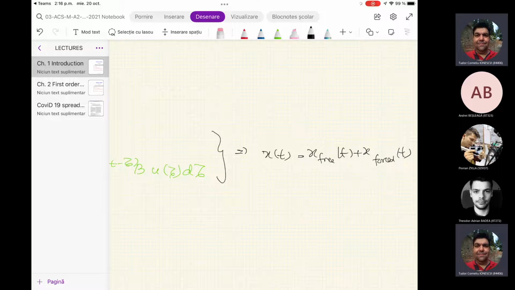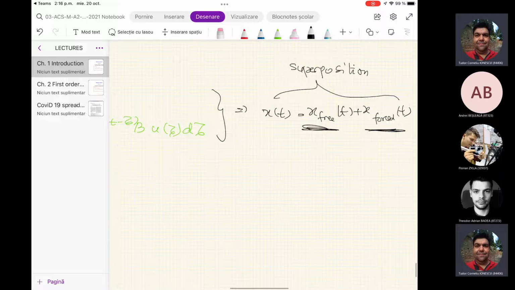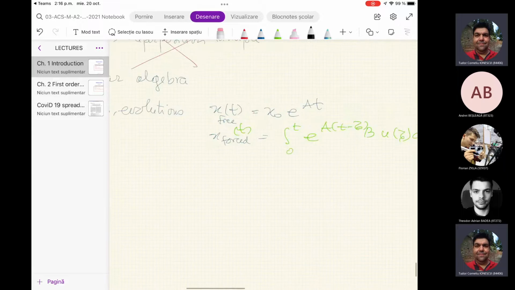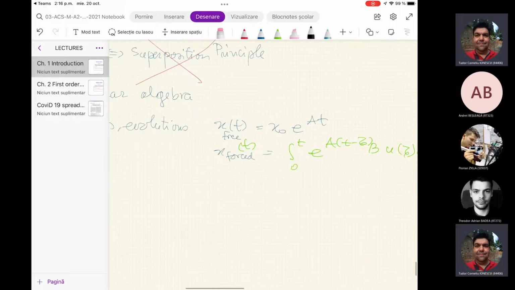Again, if you look at this, it's some sort of superposition because it's a linear differential equation. You add two effects of two different causes. One cause is given by the initial condition. The other cause is given by the input u. Again, superposition. Well, it's all very nice, and you have the solution. You have the linear algebra.